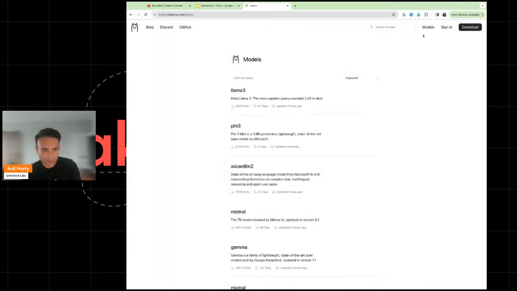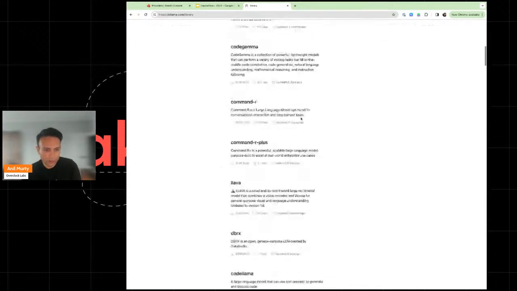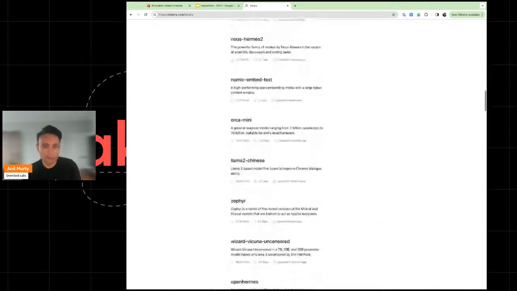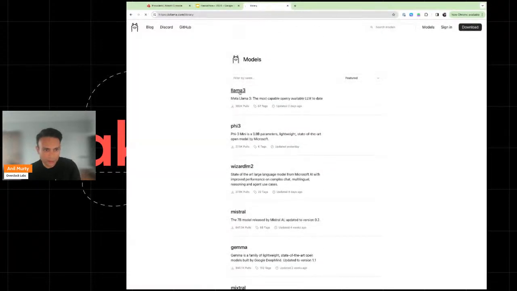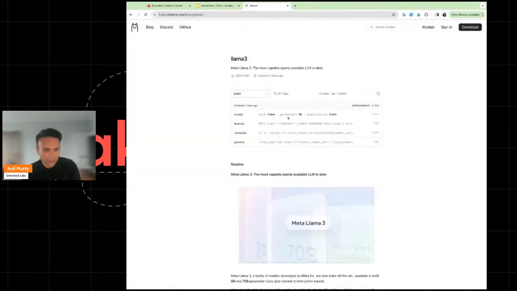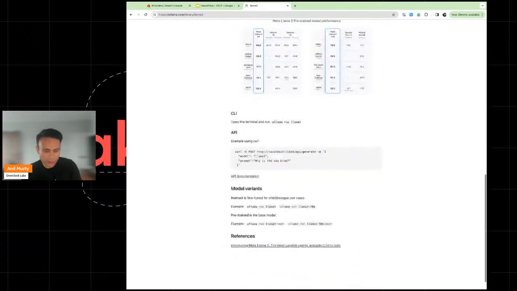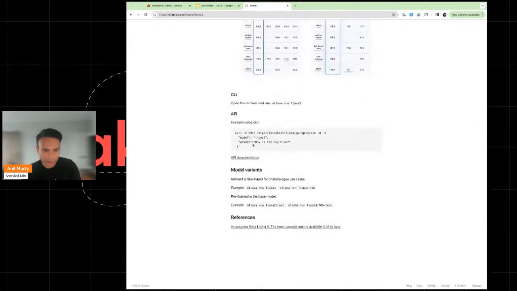If you go ahead and click on the models here, you can see that they have all the common open source LLMs. This is specifically focused on LLMs, but a whole bunch of LLMs. Each of these has basically the container image available to you, as well as the parameters that you can pass to the API when you call it.